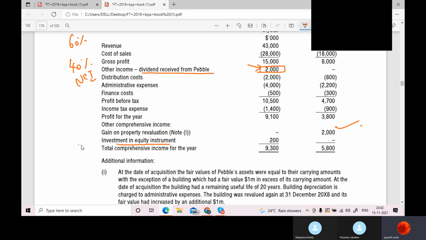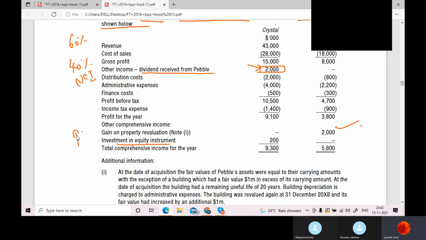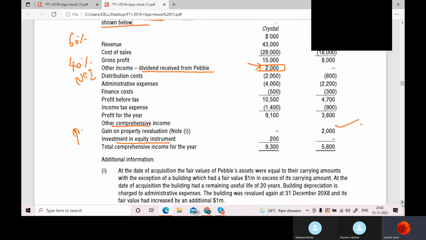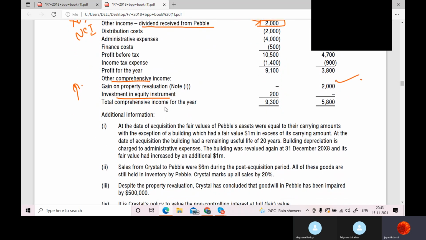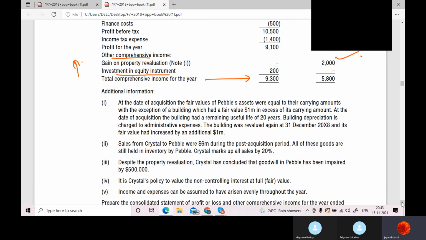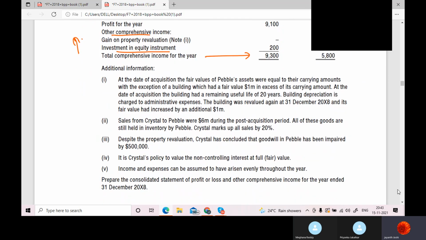When you expect the value of the equity instrument to go up, and that is a non-realizable gain, you write that in the OCI section. So you have the total comprehensive income for the year. This was a simple thing, as everyone knows what these are. Now read the additional information.